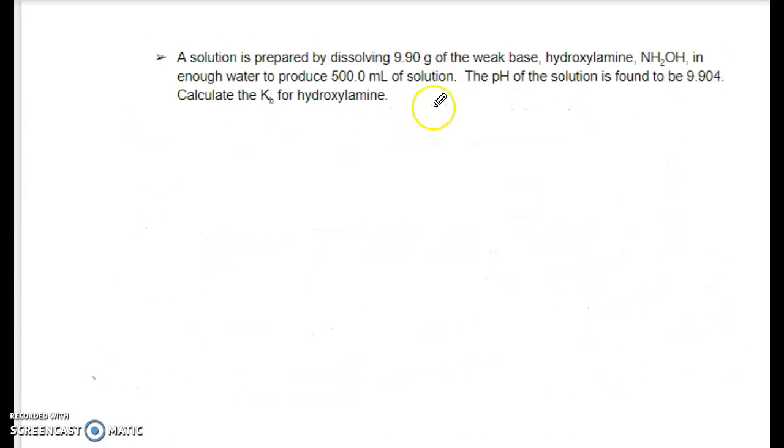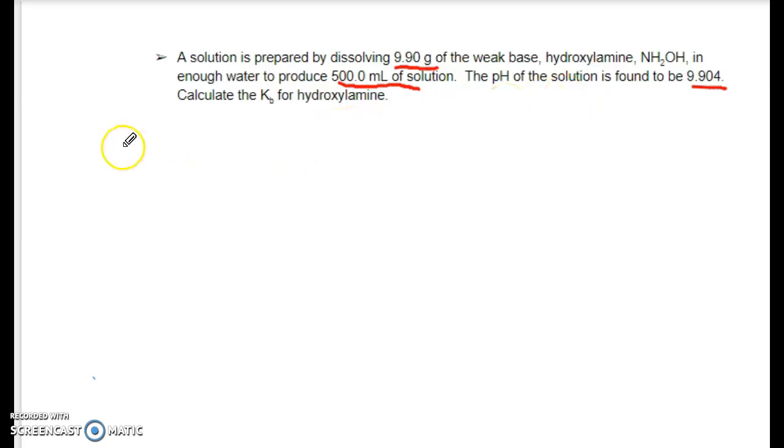For this last problem, you're going to see a little bit of different values. We're creating the solution from a solid, so we have 9.90 grams of the weak base hydroxylamine, with its formula, to produce 500 milliliters of solution. And we know the pH of the solution is 9.904.